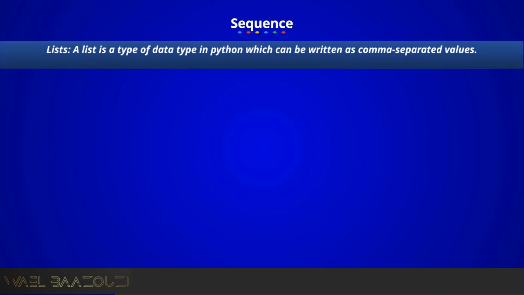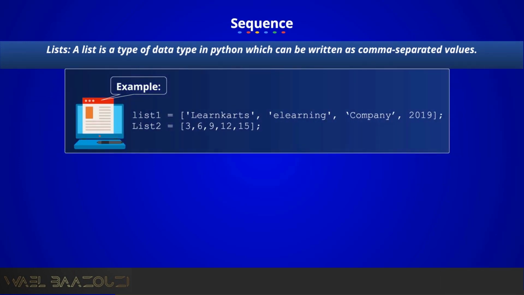A list is a data type in Python which can be written as comma-separated values inside square brackets. Here are some examples of how lists are written in Python. List 1 contains strings and integers. If the list contains strings, then, as always, those strings should be enclosed in single or double quotation marks. If the list contains numbers, then don't use quotation marks around them. List 2 contains only integers.